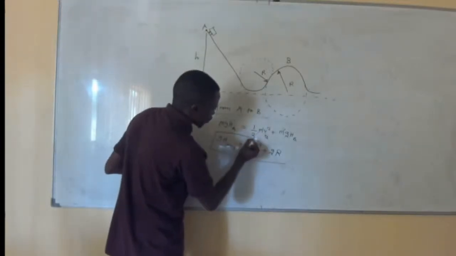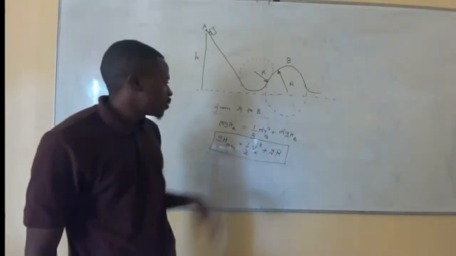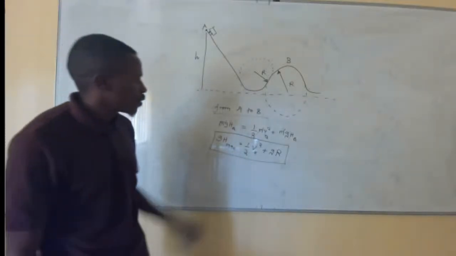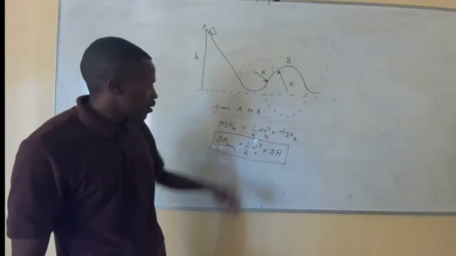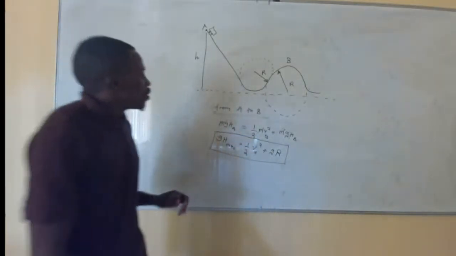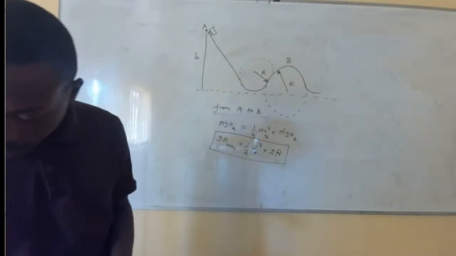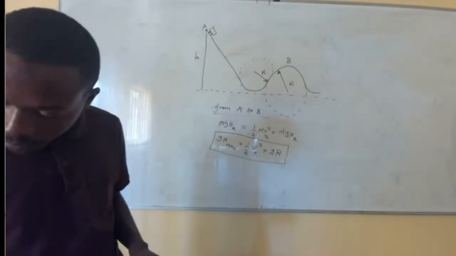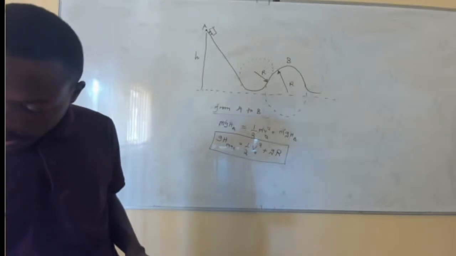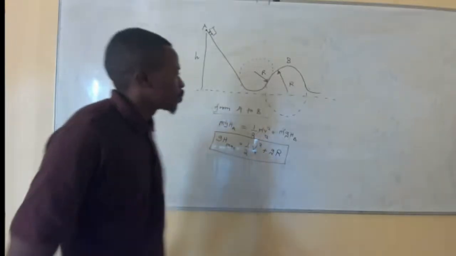So we cannot proceed with this equation because we do not know what VB is. So how do we find VB? We have to figure out another way to find VB and then replace it in this equation so that we find the maximum height that is required for our system to remain on track. So how do we proceed? We proceed by finding the velocity at that point by analyzing our roller coaster as it reaches that point.